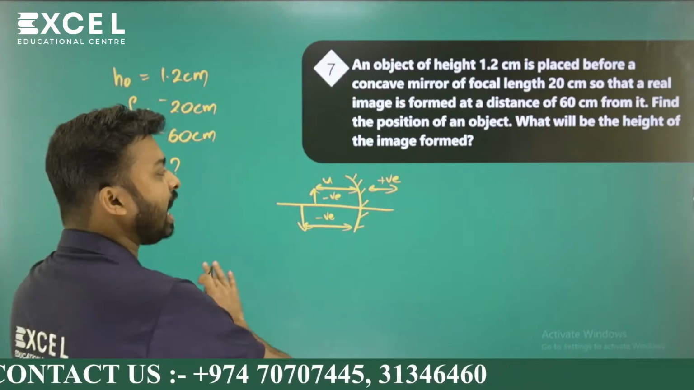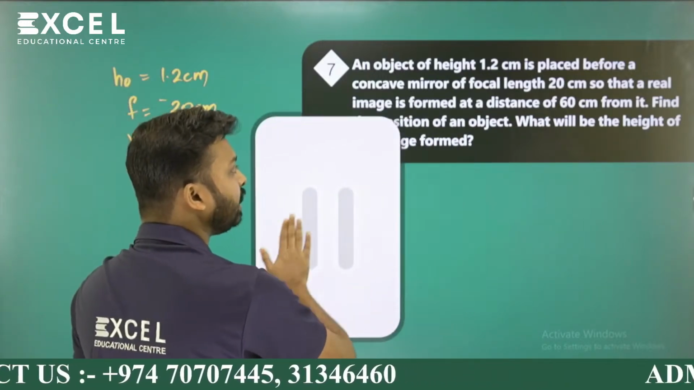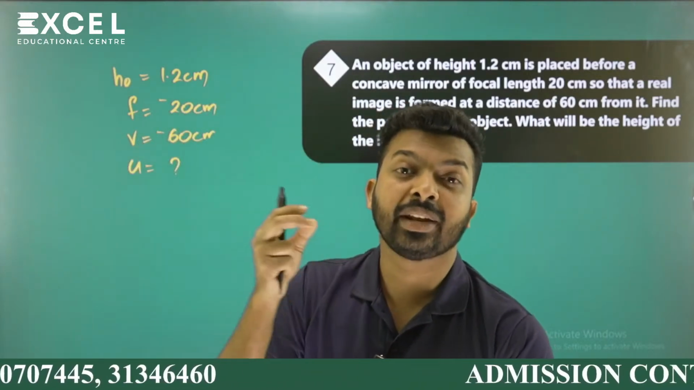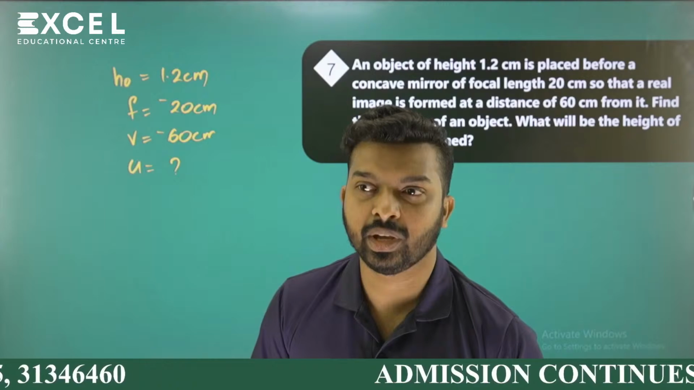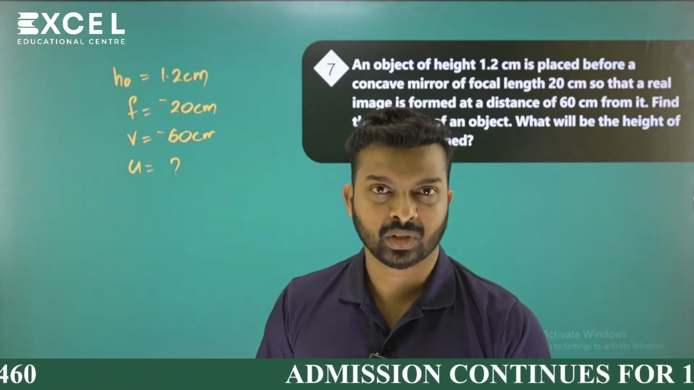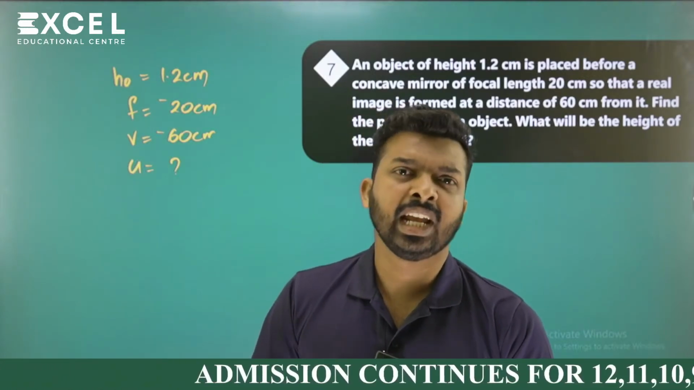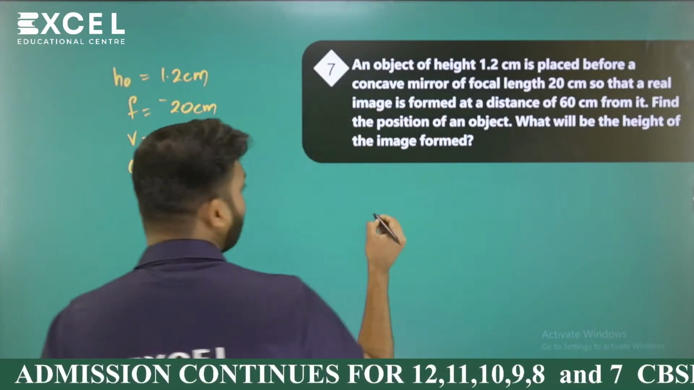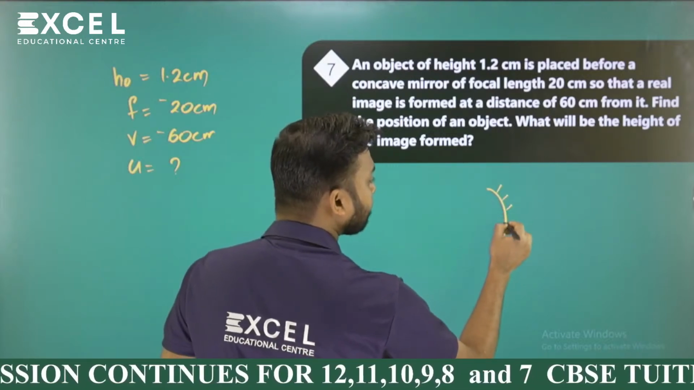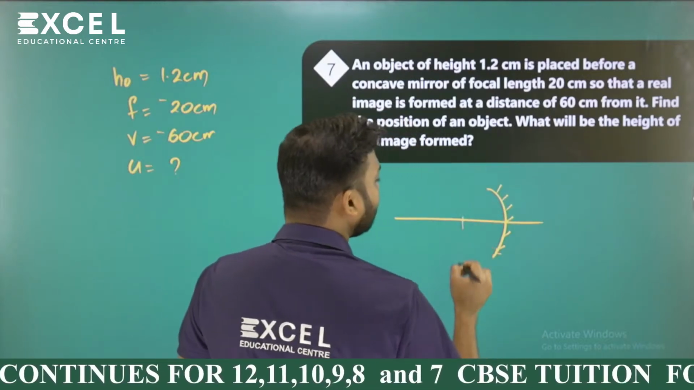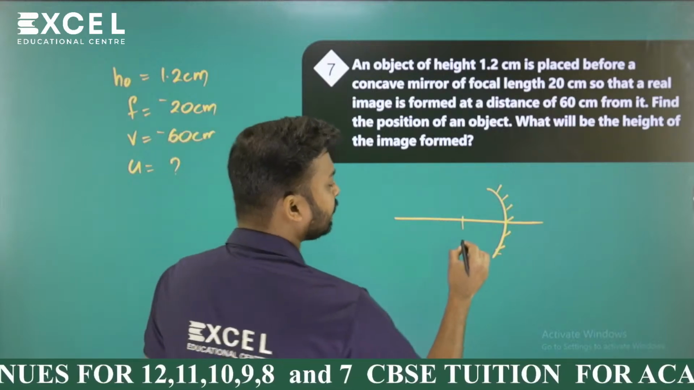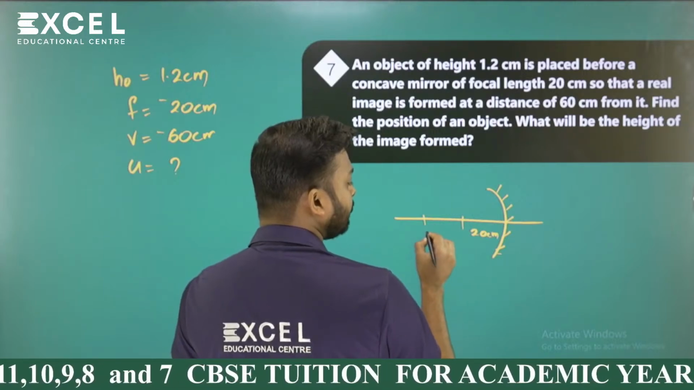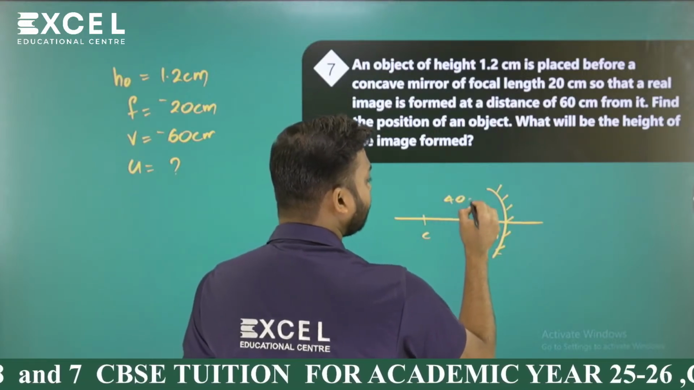Whenever you are doing a question, I prefer that you always draw a rough sketch on the side. Not with exact values, but it will still give you confirmation whether your answer is right or not. For example, here I have a concave mirror. The focal length given is 20 centimeter, and obviously C will be 40 centimeter.